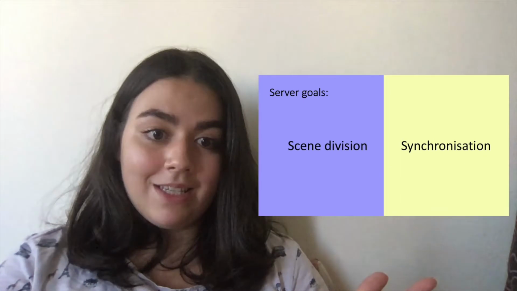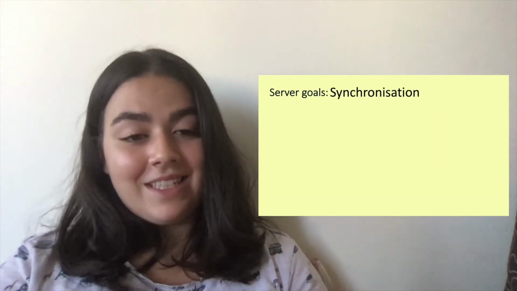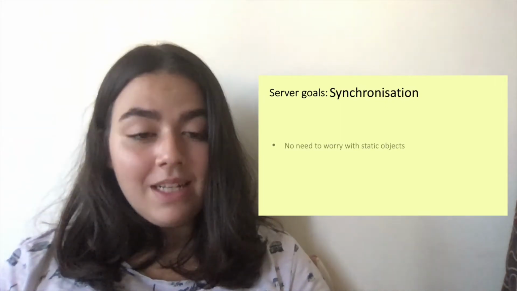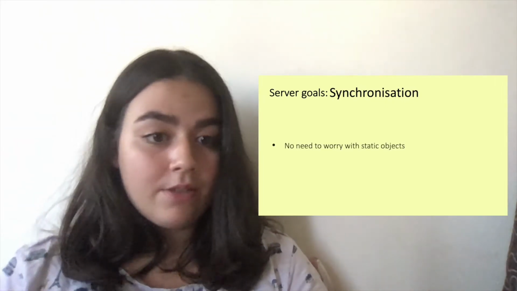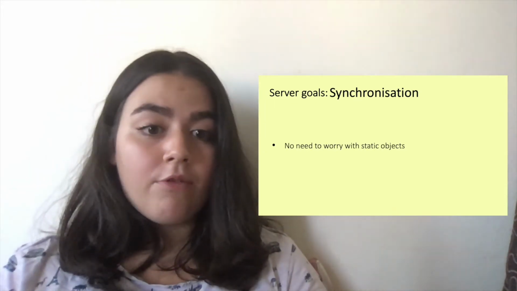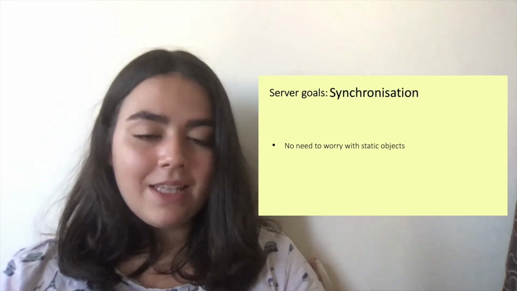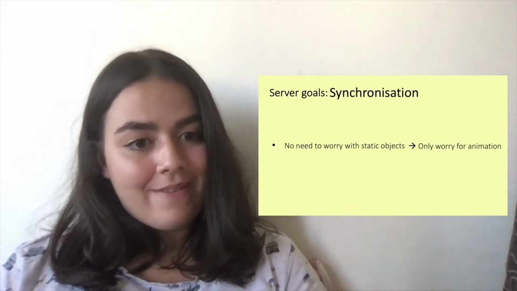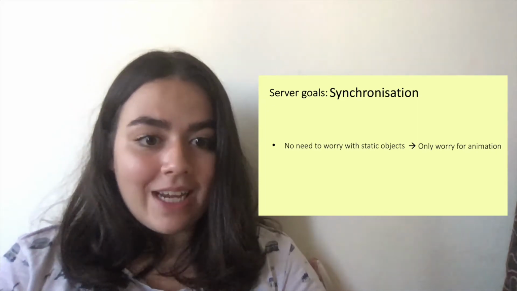So now that we figured out the scene division, then the second most important part is synchronization. This is so that all scenes have the same objects at the same position. They are all representing the same animation. Firstly, we need to note that we don't need to worry about static objects. This is because of how Node.js works. It will just recreate the same code in all of them. So if the objects don't change from the beginning, then they will all remain in the same position. We only need to worry about the objects that move, the animations.